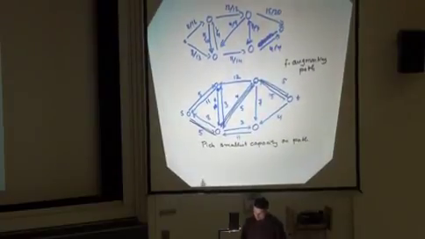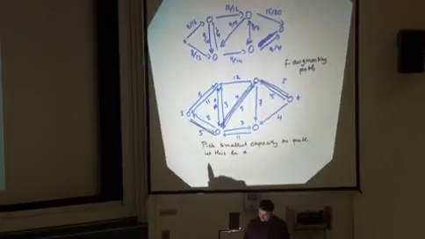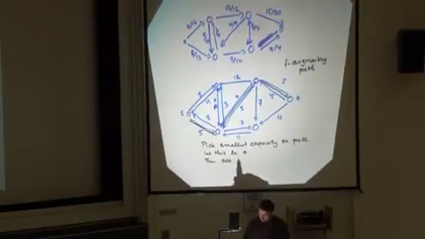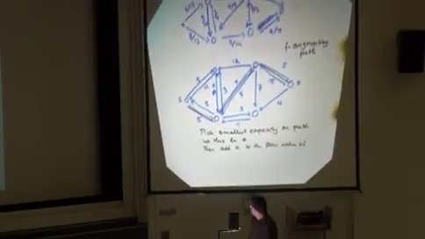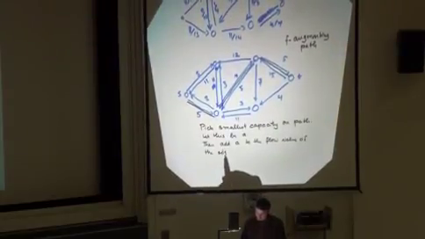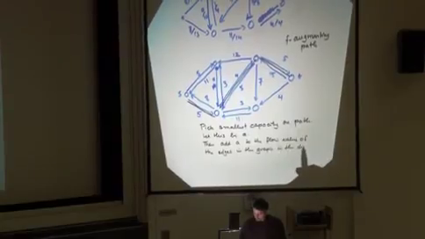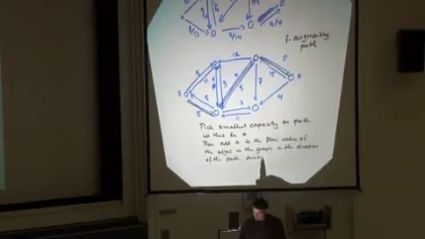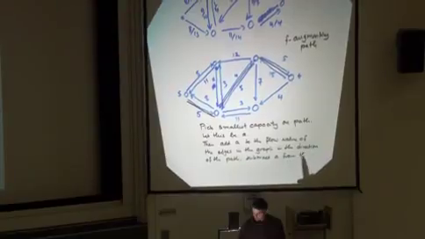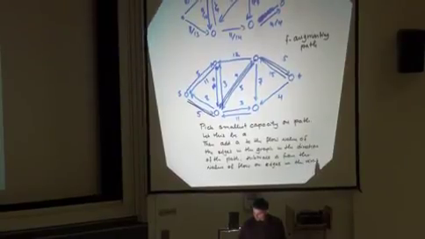And then let this capacity be, I don't know, A. Then add A to the flow value of the edges in the graph in the direction of the path, and subtract A from the value of the flow on edges in the reverse direction.